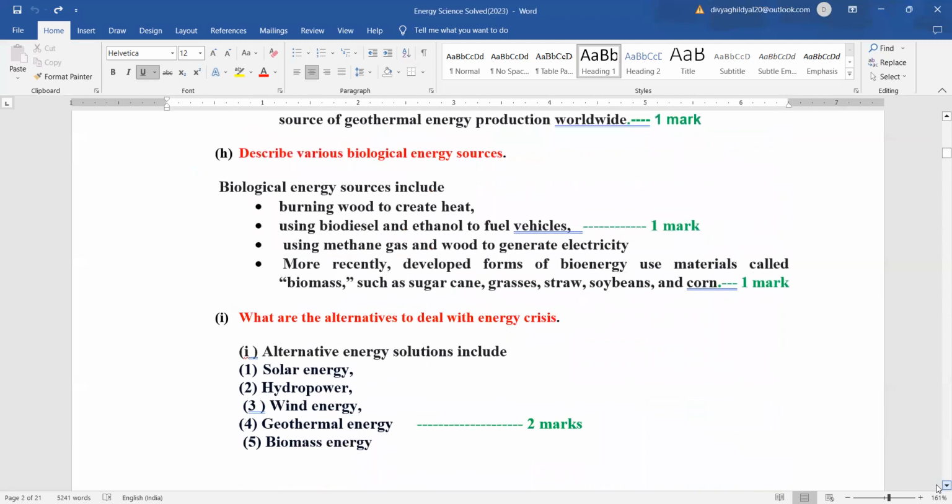Various biological energy sources. Biological energy sources include biological, meaning relating to biology. Burning wood to create heat, where people cook food, etc. Using biodiesel and ethanol to fuel vehicles. Using methane gas and wood to generate electricity.